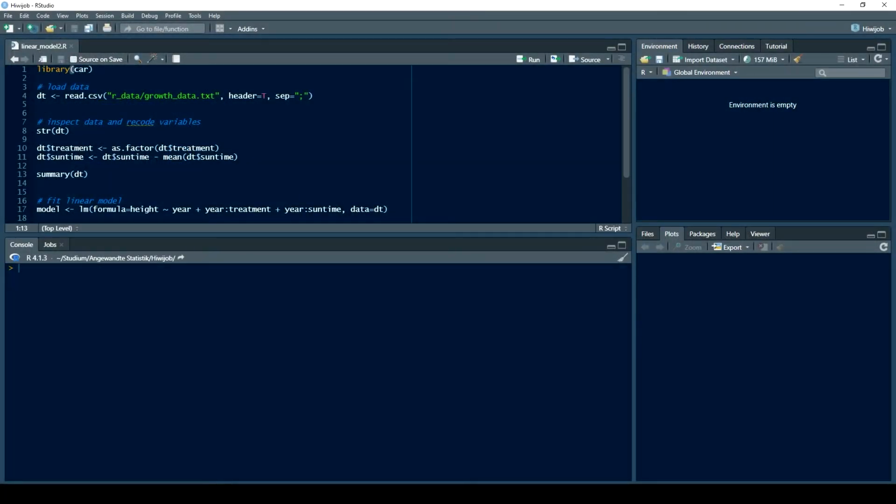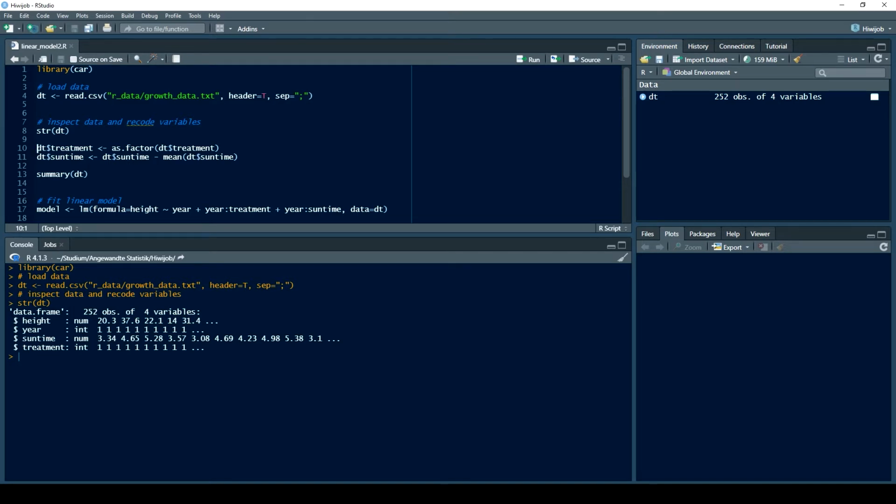Once again, we start by loading the car package and our dataset. By inspecting the data, we can see that there are 252 observations of 4 variables. We have the height of the tree in centimeters, the age in years, the average suntime a tree received per day in hours, and a treatment variable that indicates which experimental condition the tree belongs to. As you can see, the treatment variable is an integer at the moment, so we have to recode it into a factor.